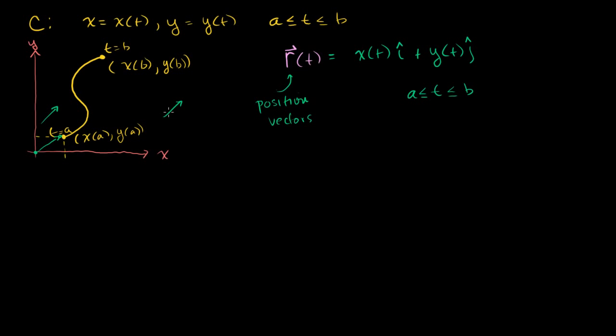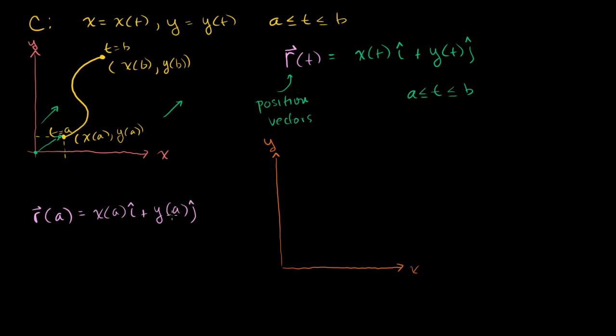Let me just redraw it. So let me draw our coordinates, our axes. So that's the y-axis, and this is the x-axis. So when you evaluate r of a, that's our starting point. So r of a, maybe I'll do it right over here. Our position vector valued function evaluated at t equal to a is going to be equal to x of a times our unit vector in the x direction plus y of a times our unit vector in the y direction.